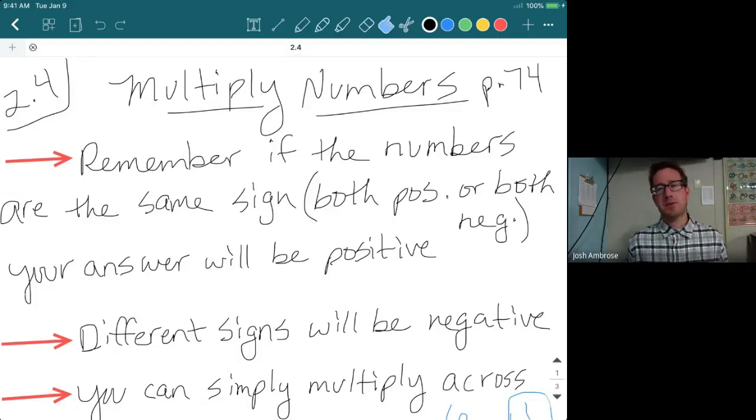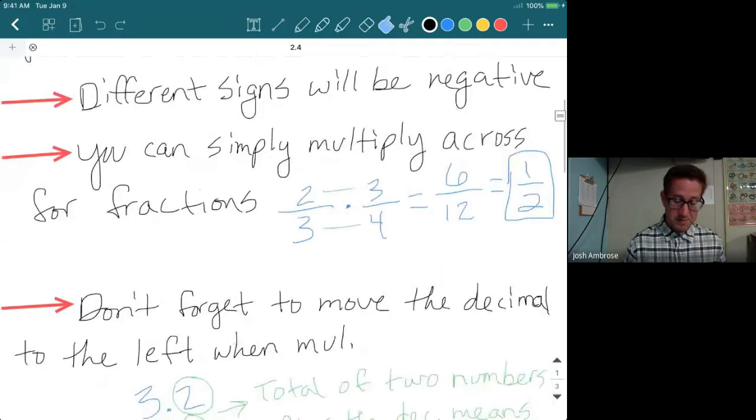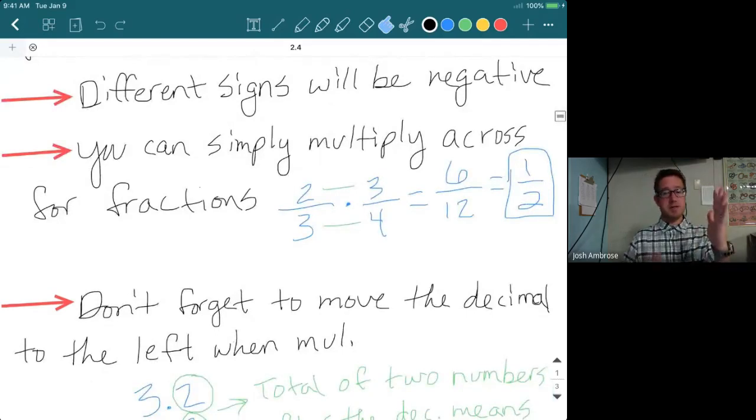Now we're going to do some problems in the examples where you're going to see three numbers, and I just want you to take them in groups of two. In other words, multiply two numbers together, get that answer, then multiply it by the third number, and pay close attention to the signs as you go. Now, if you have different signs, so a positive multiplied by a negative, then your answer will be a negative. Opposite signs, always a negative. Same sign, always a positive.